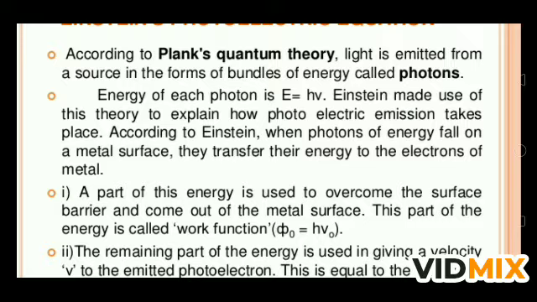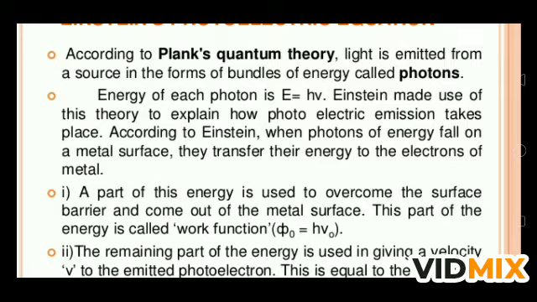कुछ हिस्सा, means a part of this energy is used to overcome the surface barrier and come out of the metal surface. उस एनर्जी का कुछ हिस्सा इलेक्ट्रॉन मेटल सरफेस तक आने में निकाल देता है या यूज़ कर लेता है. This part of the energy is called work function, and it is denoted by phi naught, and it is equal to h nu naught, where nu naught is the threshold frequency.